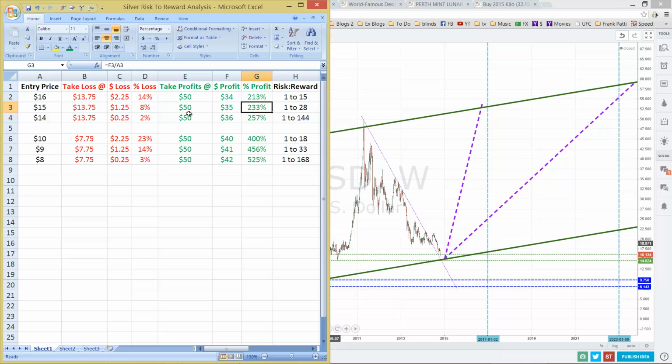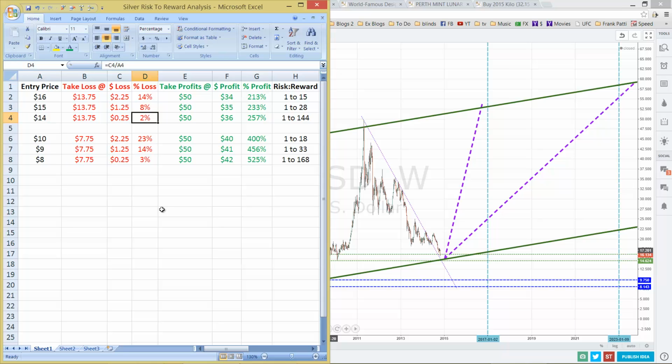Now, if you decide that you are not comfortable entering silver at $16 or $15, then there is the possibility that you can enter at the bottom dotted green line at this support level, which is $14, and the stop loss will still continue to be at $13.75, and the risk on that will be 25 cents. And if you are wrong on this, there is only a 2% loss.